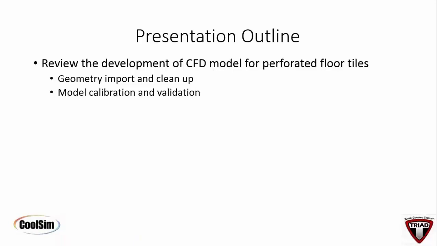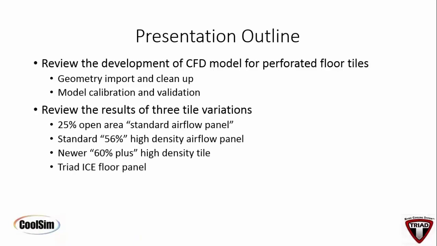So for those who weren't able to join last time, we're going to quickly review how we got the geometry in and what we did there and how we calibrated the model. And then we're going to take a look at the results of 3 different variations as compared to the Triad tile. So we're going to look at the 25% open standard tile. We're going to look at a 56% one, which is what I see used a lot for high density. And then there's a new tile that has become popular, and we're going to compare them against the Triad tile.